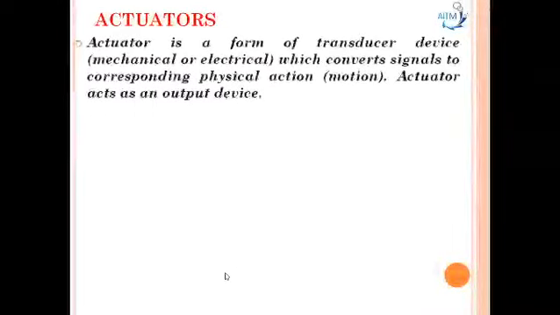Now coming to the actuator, an actuator is a transducer device. It can be mechanical or electrical, which converts signals to corresponding physical action. So the action will be in the form of motion, and actuators act as an output device. Usually these actuators are connected to the output pin of the embedded systems. If the embedded system is designed for any controlling purpose, the system will produce some changes in the controlling variables to bring the controlled variable to the desired value, and this can be achieved through the actuators, which are connected to the output port of the embedded systems.